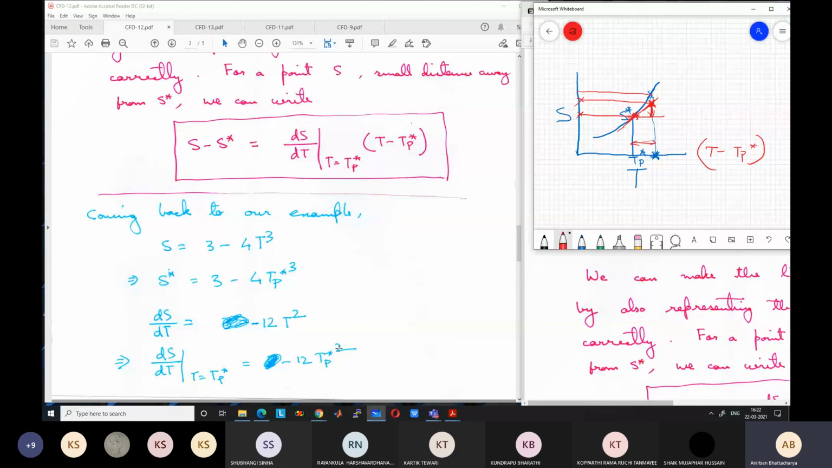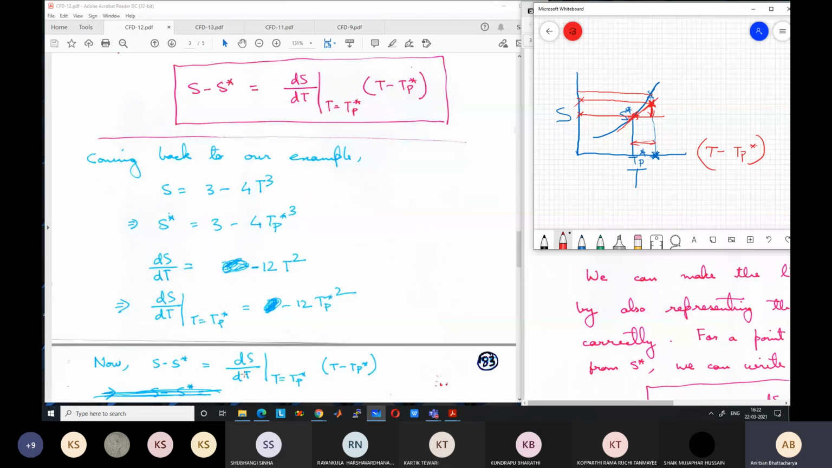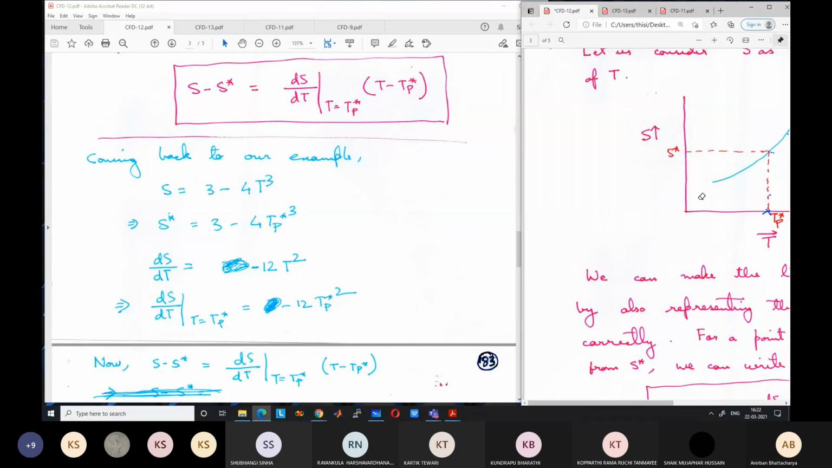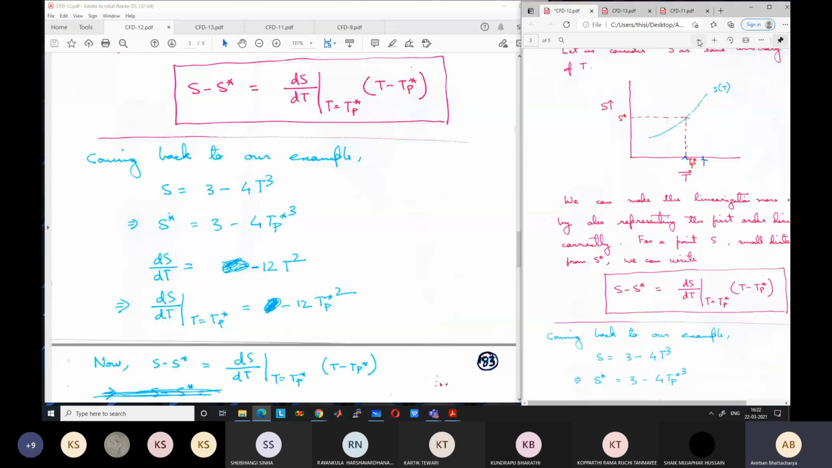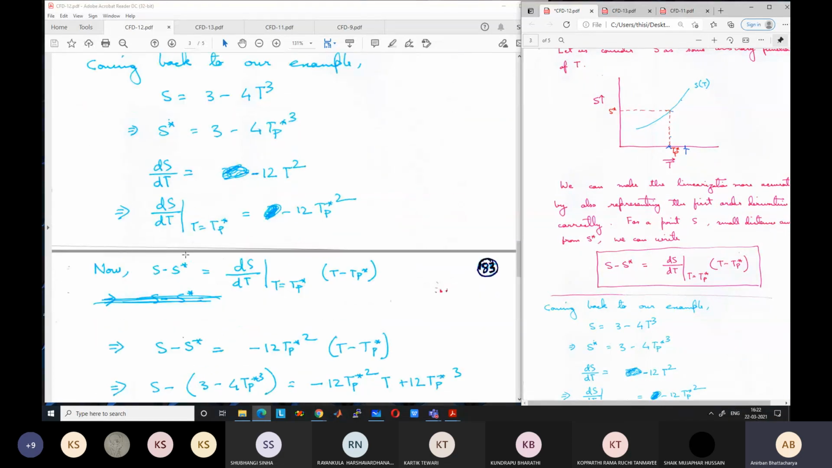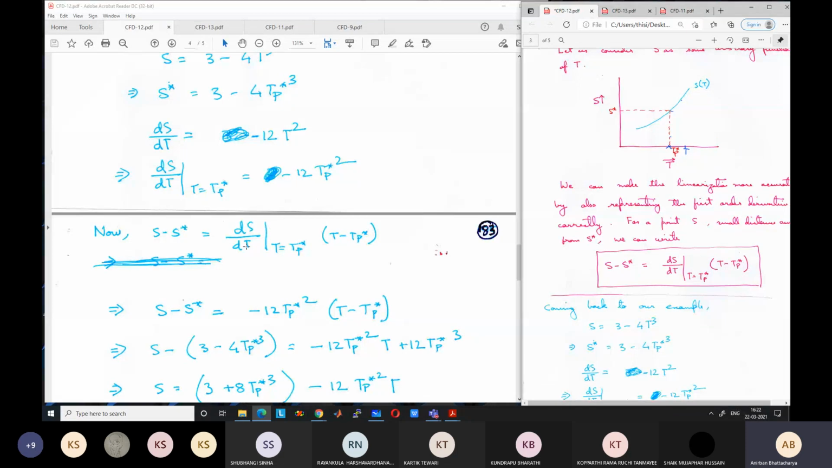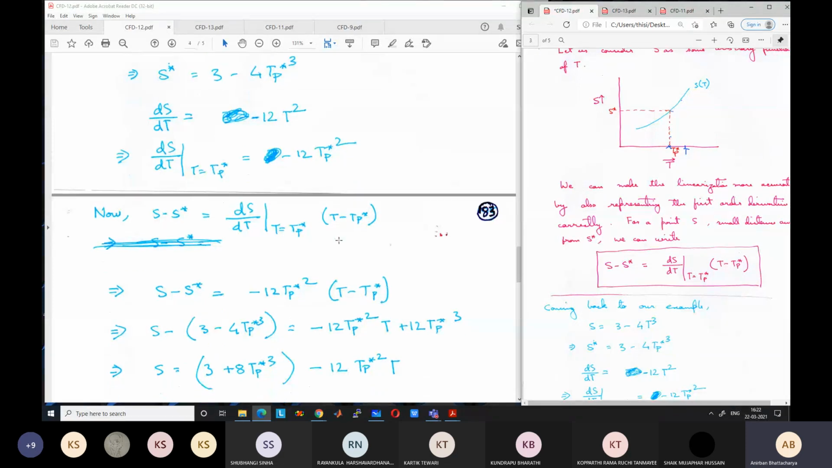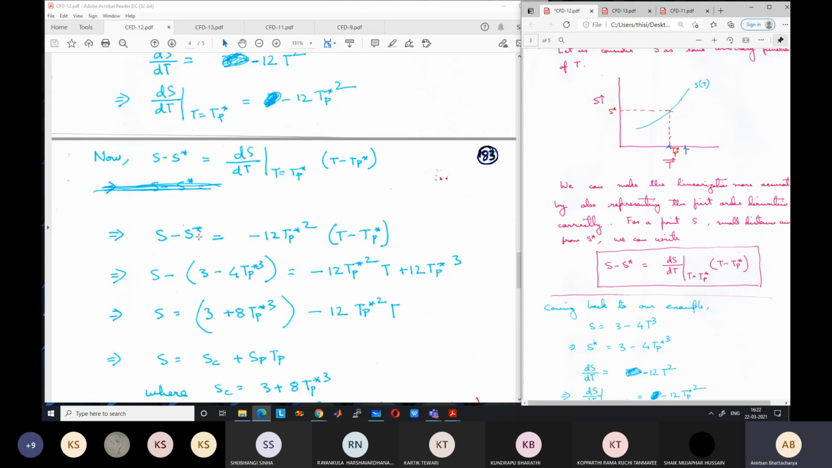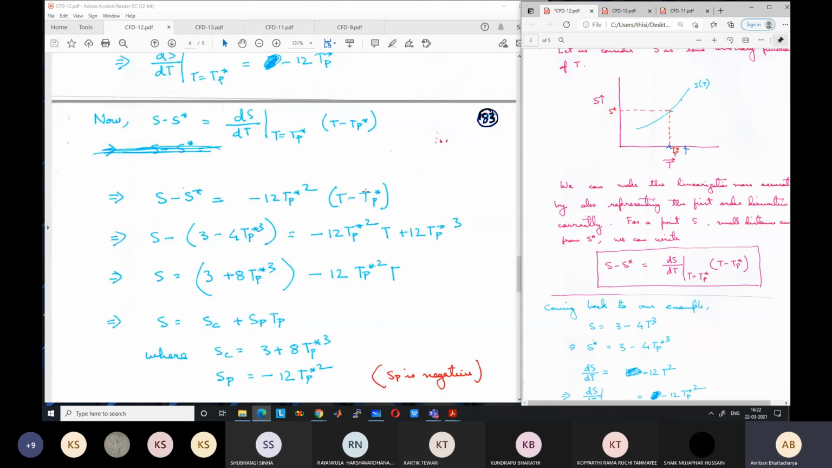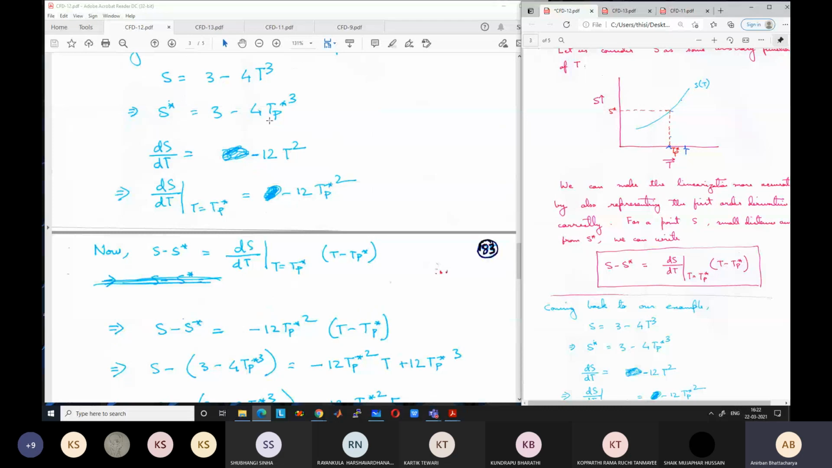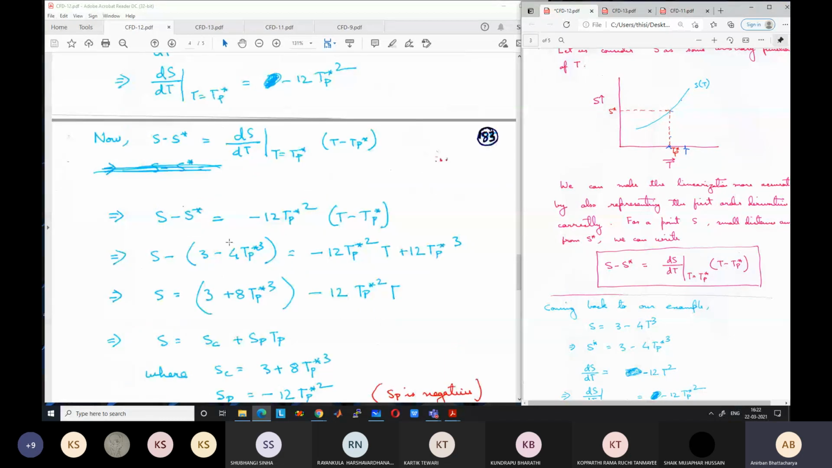So now I can write S minus S star is equal to minus 12 Tp star square into T minus Tp star. I'll just keep this open. Now you just do some algebraic rearrangement. S star, which we have already established, is 3 minus 4 Tp star cube. So S minus (3 minus 4 Tp star cube) is equal to minus 12 Tp star square into T. T is unknown, remember.